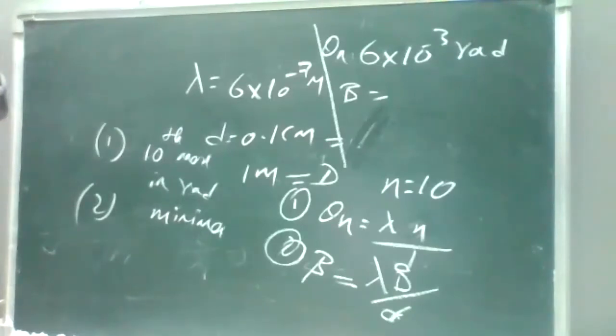N value is 10. D value is 0.1 centimeters. We need to convert into meters. 6 into 10 power minus 4 beta. Beta is 0.6. Yes, 6 into 10 power minus 4. Yes, correct.